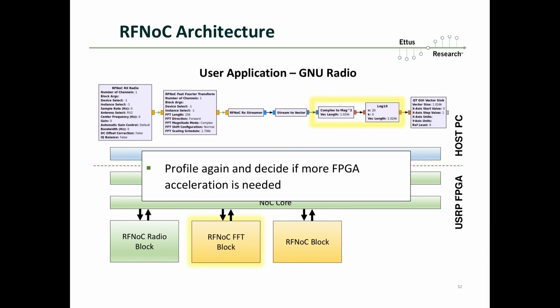If it's decided that additional blocks should be run on the FPGA instead of on the CPU, then those additional blocks can be instantiated in the FPGA and then connected either statically or dynamically in GNU Radio.